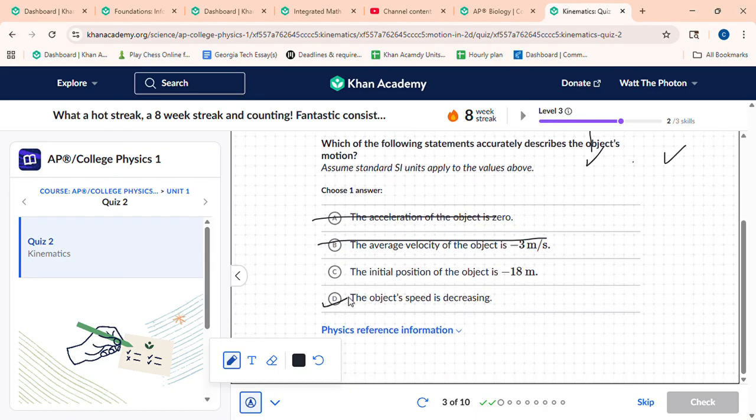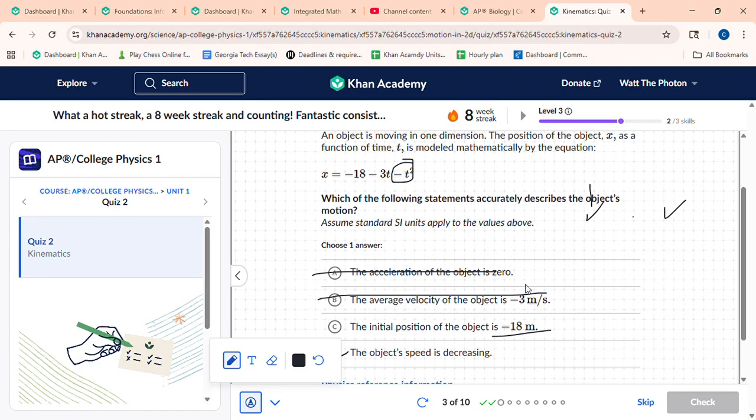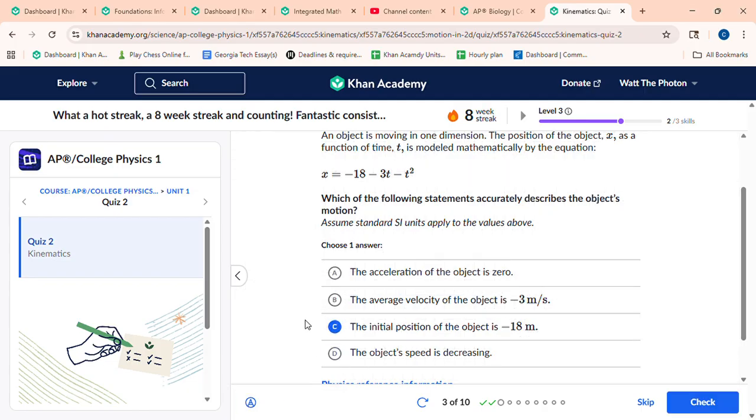The object speed is decreasing. I agree with that. The initial position is negative 18. I disagree with that. The object speed is decreasing.